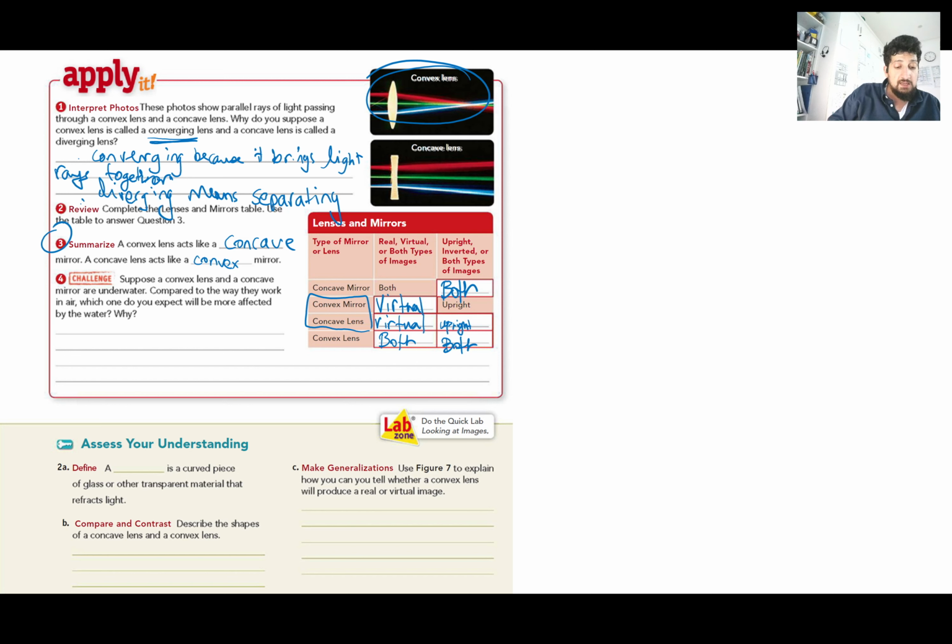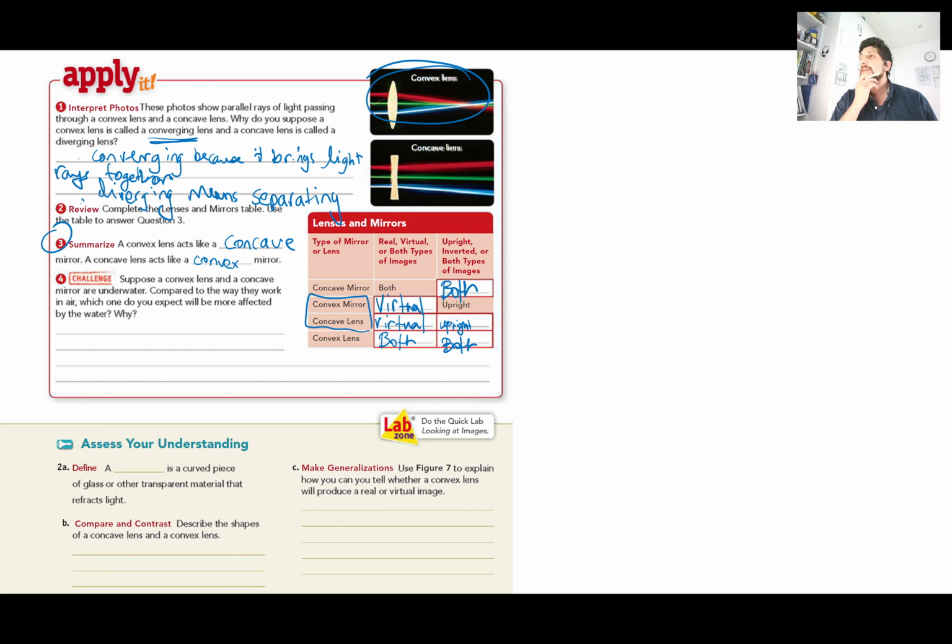Very interesting. Suppose a convex lens and a concave mirror are underwater. Compared to the way they work in the air, which one do you expect will be more affected by the water and why? Okay, back to the lesson. Sorry about that. Suppose a convex lens and a concave mirror are underwater. Compared to the way they work in the air, which one do you expect would be more affected by the water and why?